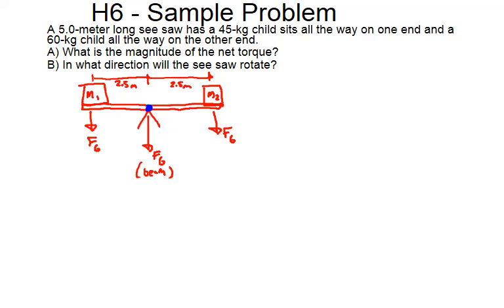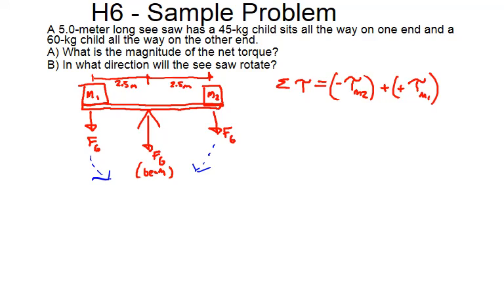There's not going to be any torque due to the beam. And when we set up the sum of the torques, we have mass 2 on the right side over here, which is our clockwise torque, and that's negative. And then we have our mass 1 over here, the positive torque. So why don't you go ahead and pause the clip.